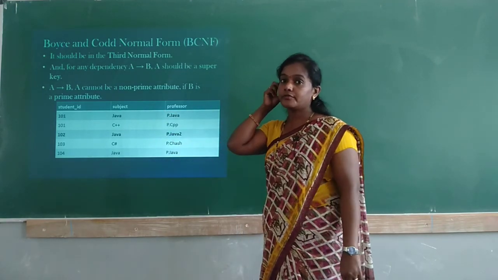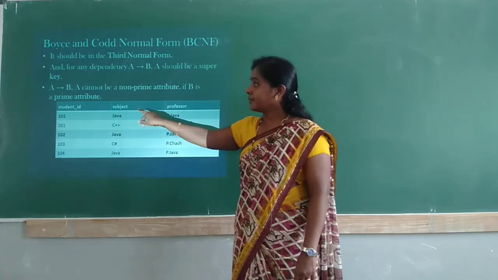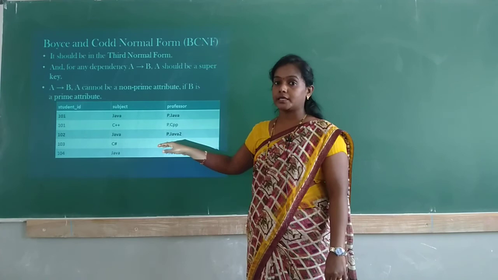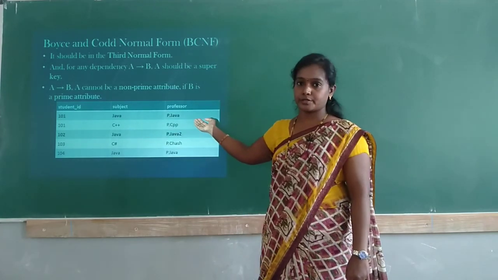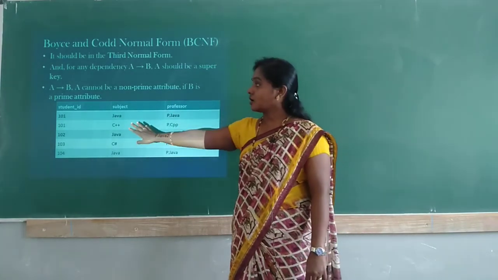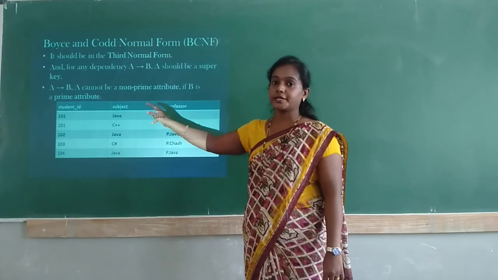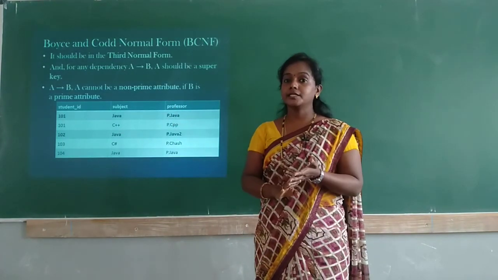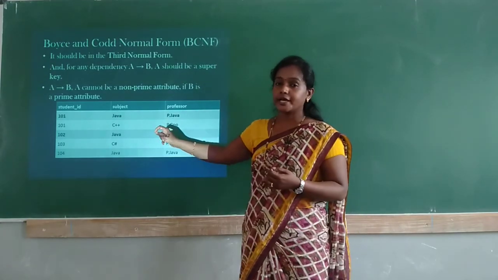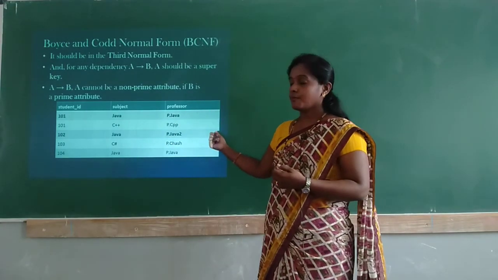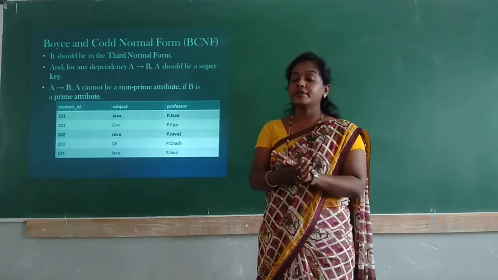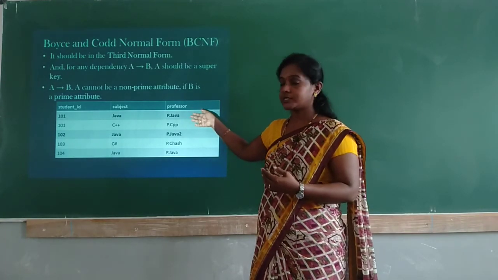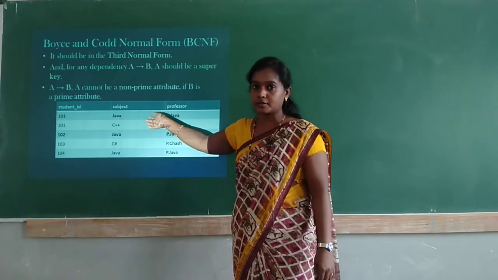So therefore here we have the combination of student ID and subject as a primary key, which defines the professor. So this student ID and subject combined define a professor. And next we have a subject which defines a professor, which defines a subject. If we know the professor, we know the subject, right?